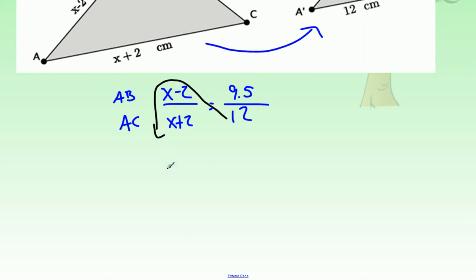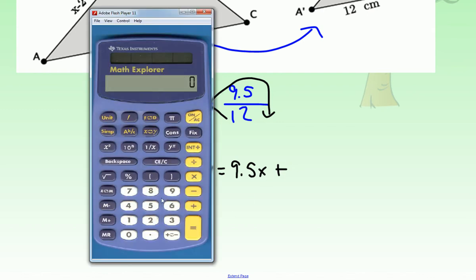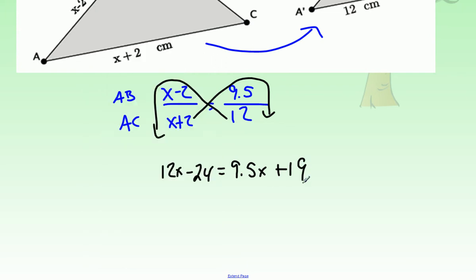This side, we'll change color here. 12 times x plus 2 is 12x plus, minus, not plus, minus 24. And x plus 2 times 9.5 is 9.5x plus, that will probably be 19, if my memory serves me right. 9.5 times 2 is 19. All right, so we have a little equation. Since we cross multiplied, let's solve.